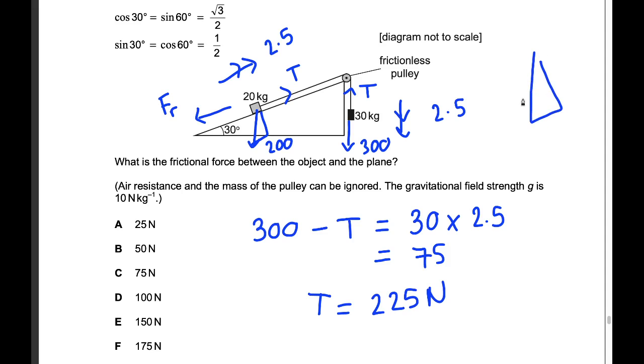Okay, so that's my 200 newtons going down. That's the hypotenuse of this triangle. There's the right angle there. This angle here is always going to be the same as the angle of the slope, so that's 30 degrees. So I'm looking for this opposite side. Opposite means sine, so this is going to be 200 sine 30.